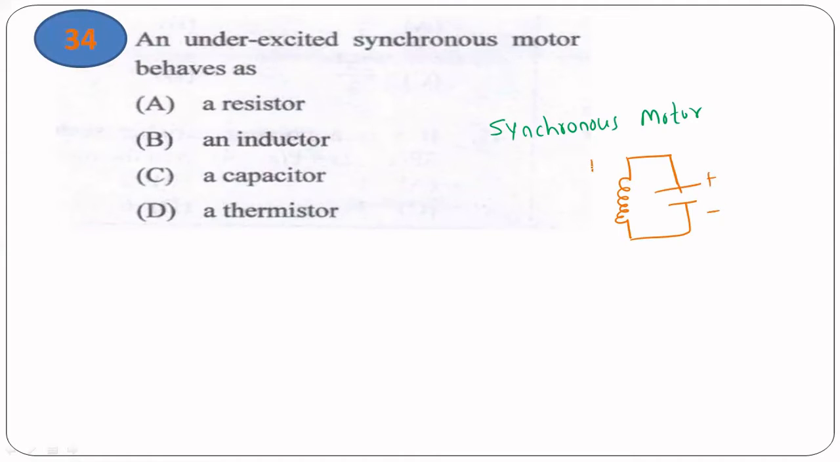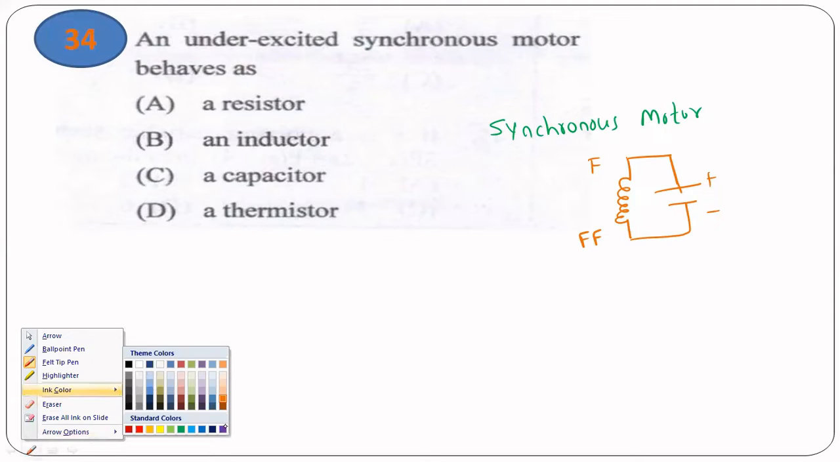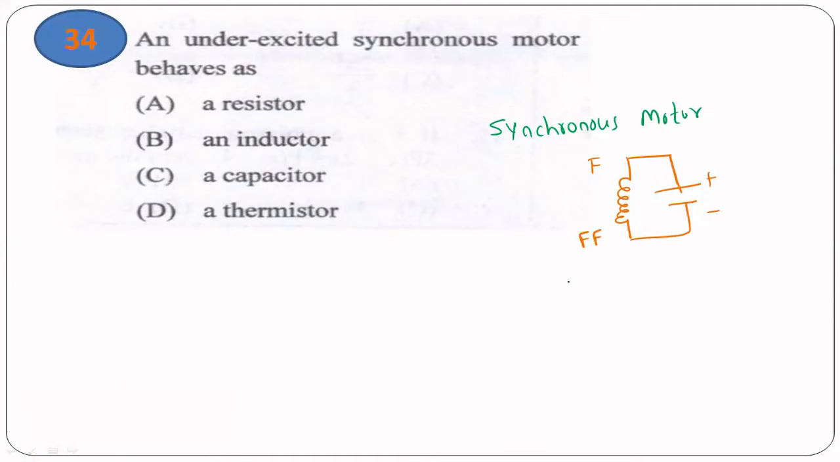Let us say that F and FF are the field winding terminals of a synchronous motor. Now, the way we excite the field winding determines the behavior of a synchronous motor. Whenever the winding is excited at rated current, it behaves as a resistor, so we can think of it as a UPF load, that is, unity power factor.